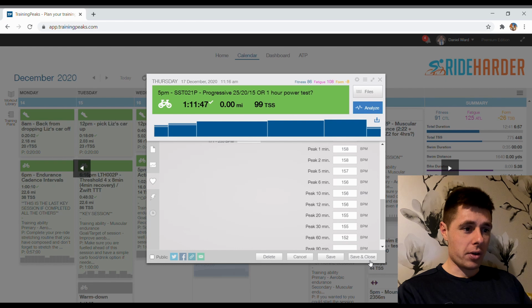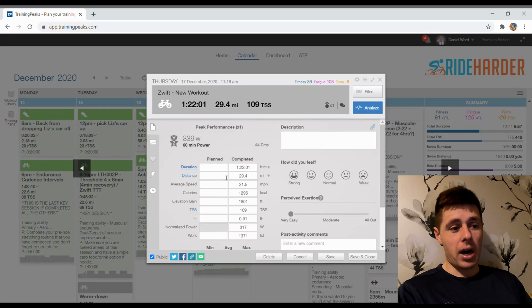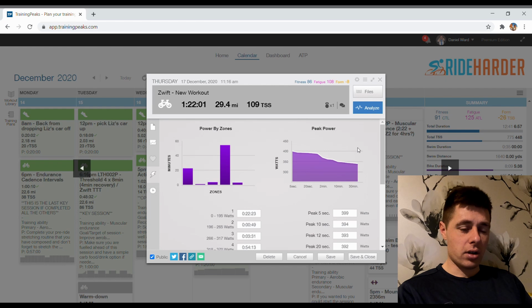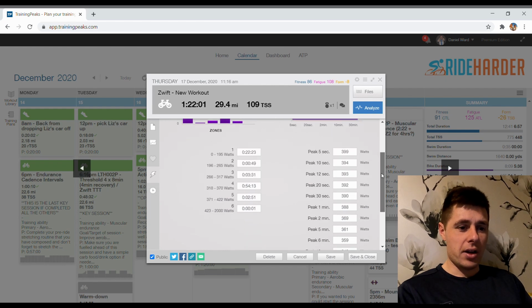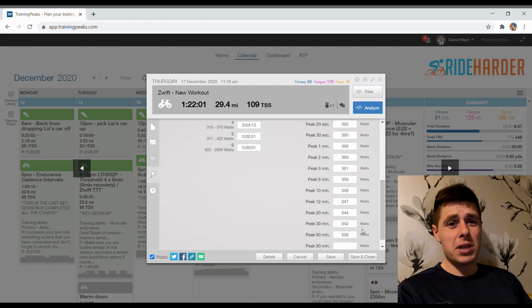Let's have a look at what the Kickr Bike picked up. I can see that immediately. It's picked up a little bit high, so it's saying 60-minute all-time power high. So second best this year, 60-minute power. And then, yeah, so exactly the same there. So 60 minutes, 339. So 7 watts difference between the two.